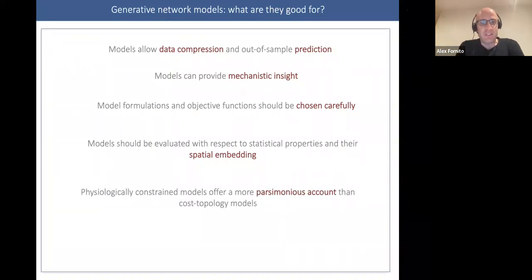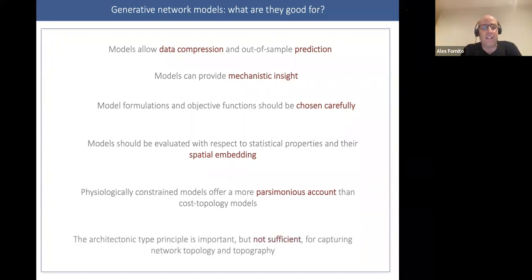The results I've presented suggest that physiologically constrained models, or at least models based on some physiological form of homophily, offer a more parsimonious account than more abstract cost topology models. And at least with the data that we've found, the architectonic type principle appears to be important, but not sufficient for capturing both network topology and topography. And there are certainly other constraints that are likely to play a role.